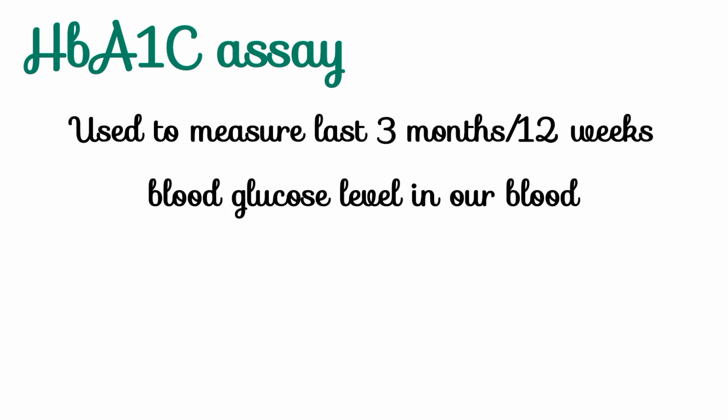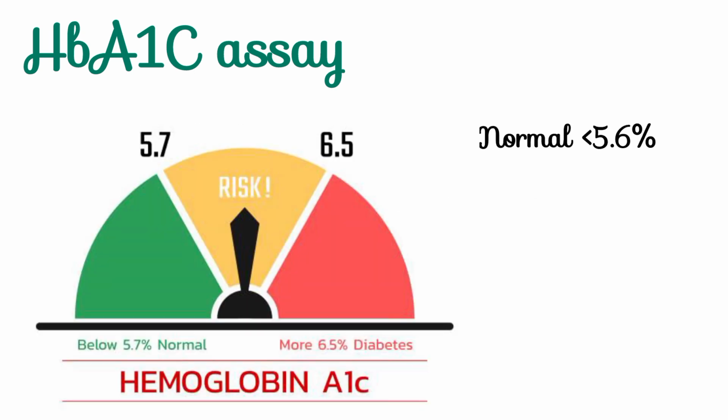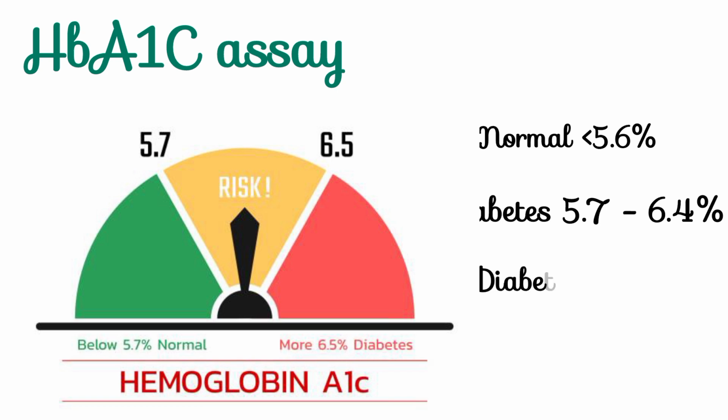HbA1c assay. It is used to assess the past 3 months of blood glucose level. It is usually expressed as a percentage. The normal level of HbA1c is less than 5.6 percent. In pre-diabetes, it is between 5.7 and 6.4 percent. In a diabetes patient, it is greater than 6.5 percent.